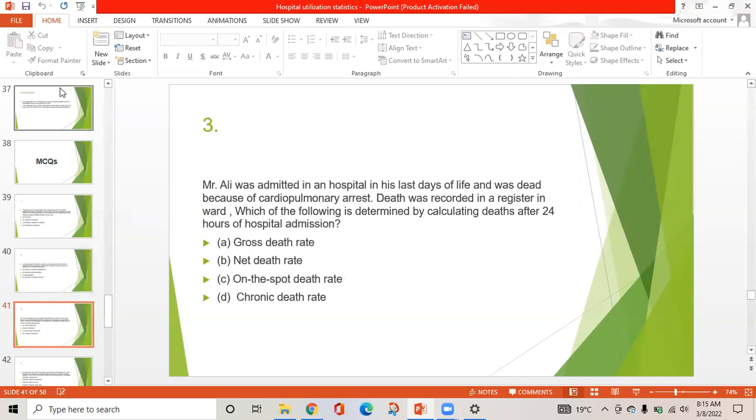Third MCQ: Mr. Ali was admitted in a hospital in his last day of life and died because of cardiopulmonary arrest. Death was recorded in a register in the ward. Which of the following is determined by calculating death after 24 hours of hospital admission? Option A is gross death rate, option B is net death rate, option C is on the spot death rate, and option D is chronic death rate.